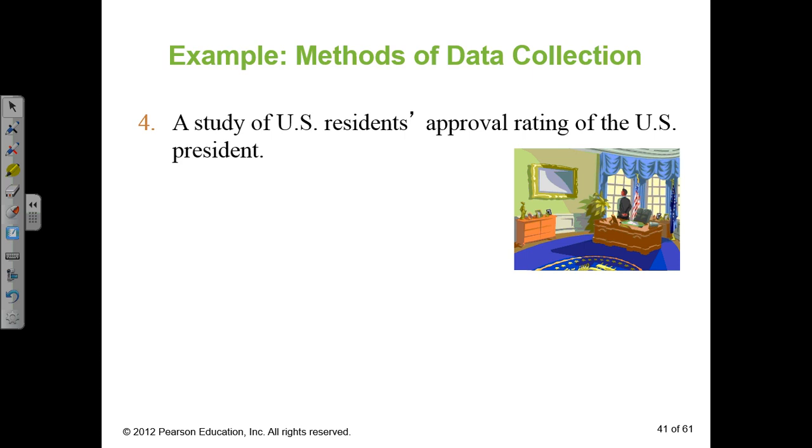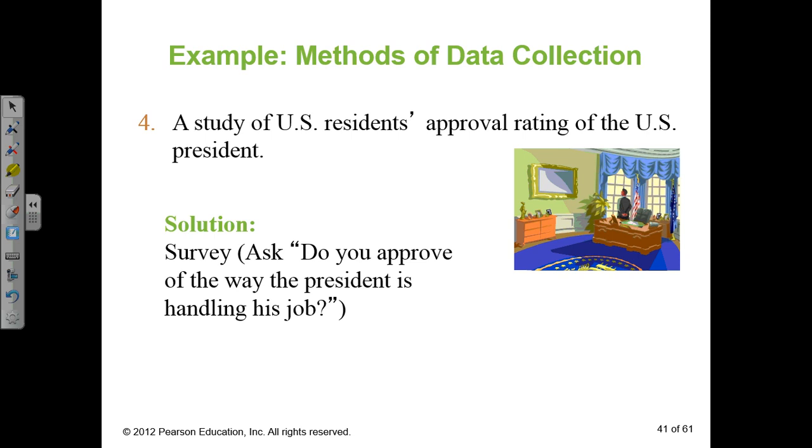A study of the U.S. residents' approval ratings of the U.S. president, most likely done with a survey. They were asked the question and their response was recorded.